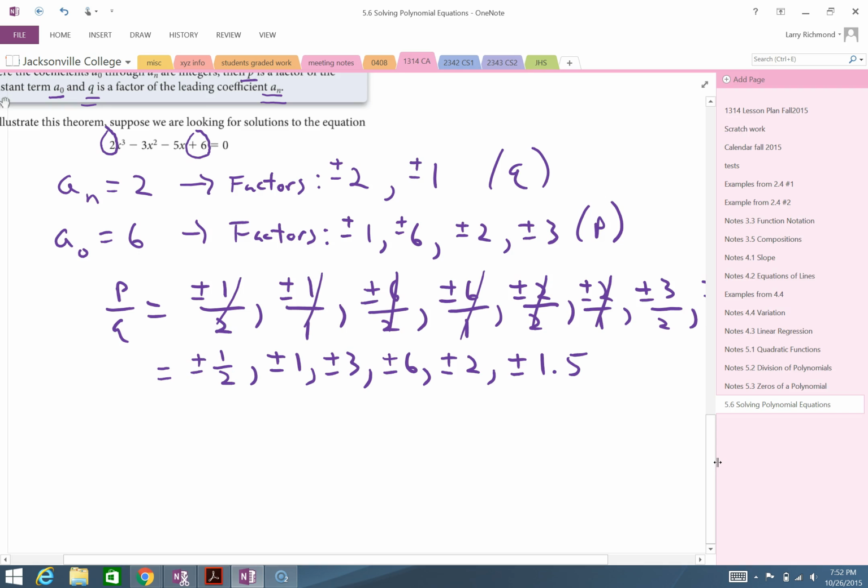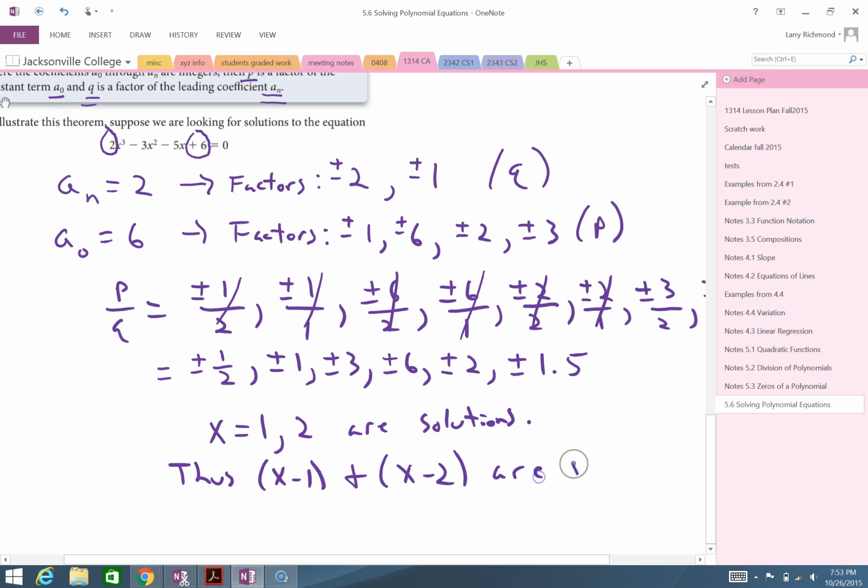All right. So we have just verified that x equals 1 and 2 are solutions. Thus, x minus 1, the opposite of that, and x minus 2 are factors. So we could divide our original polynomial by either one of those to find that final factor. Let's say that we only had this x minus 2.